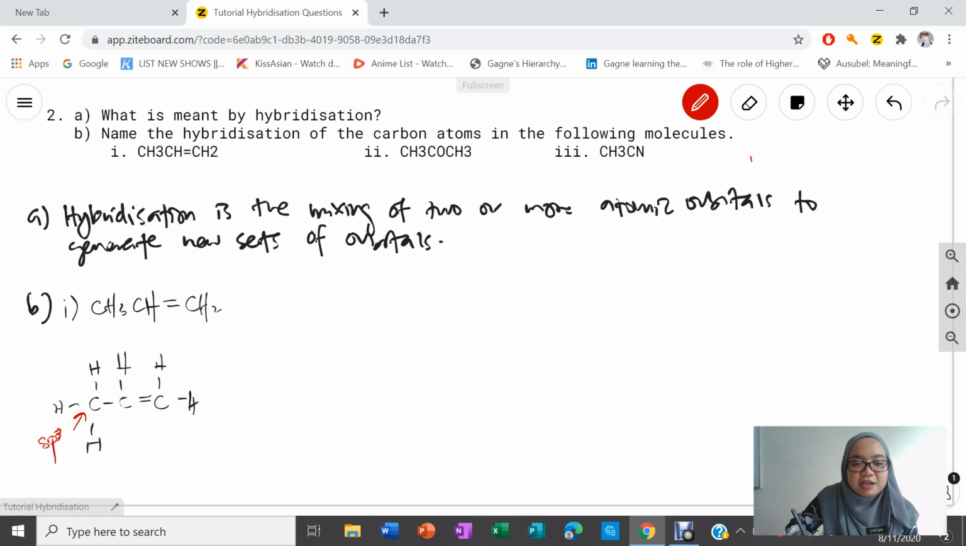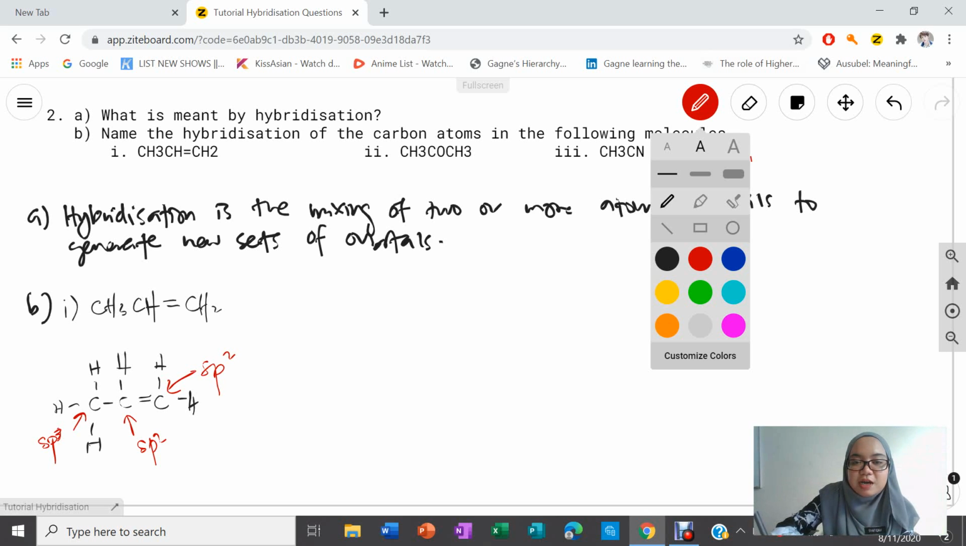Okay, let's look at the second carbon. We treat the double bond as one electron group. So 1, 2, 3, trigonal planar. So this is sp2. And for the third carbon, 1, 2, 3, this is as well sp2.